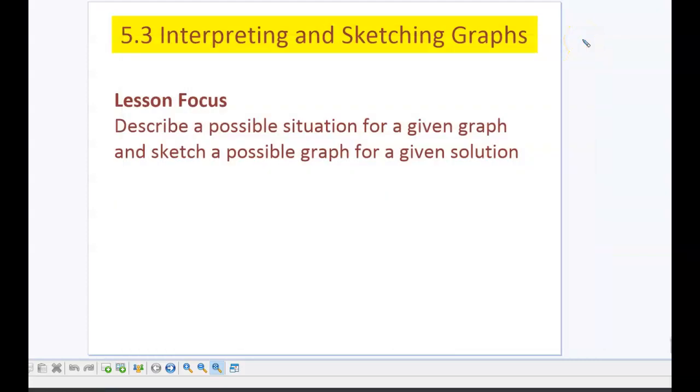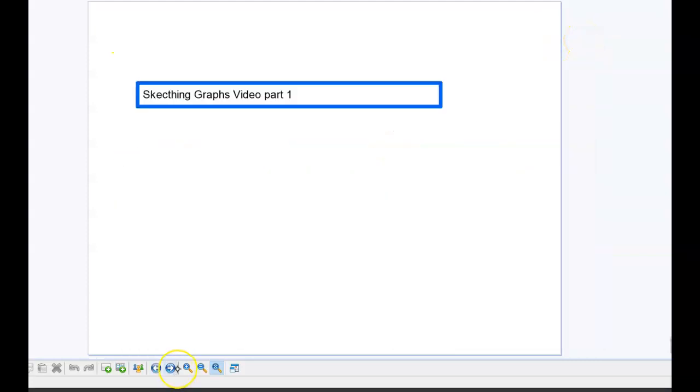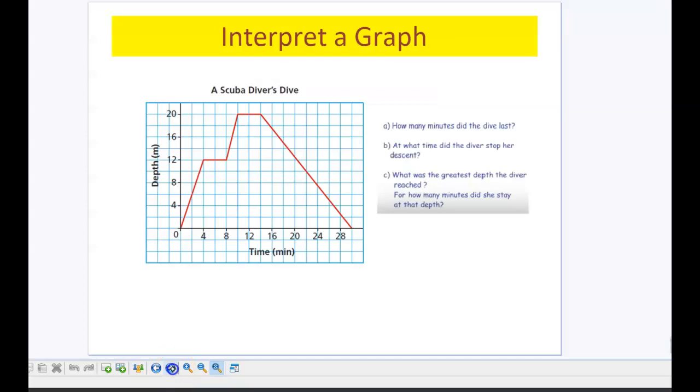In today's lesson, we're going to learn how to interpret and sketch graphs. So let's take a look at this first example, and we're going to interpret the graph here. So we notice that our independent variable is time, our dependent variable is depth, and this graph is a scuba diver's dive. So let's answer the questions at the side here.